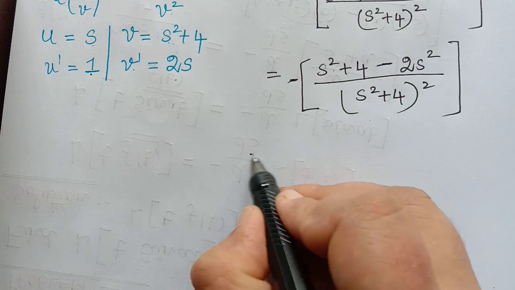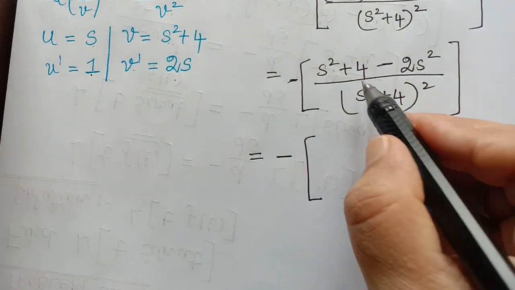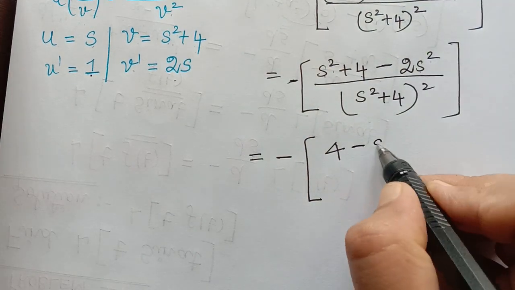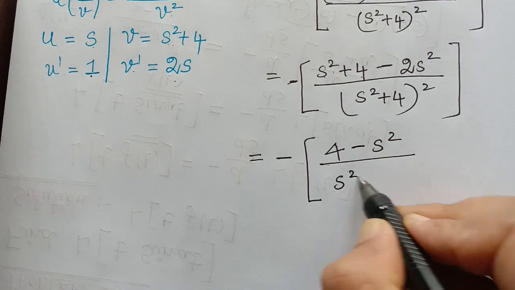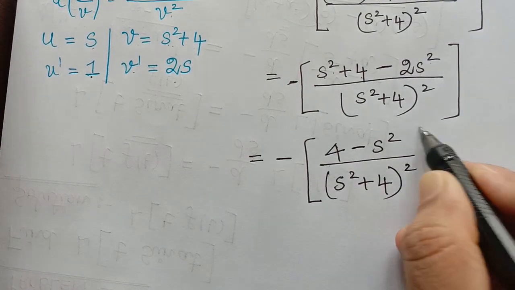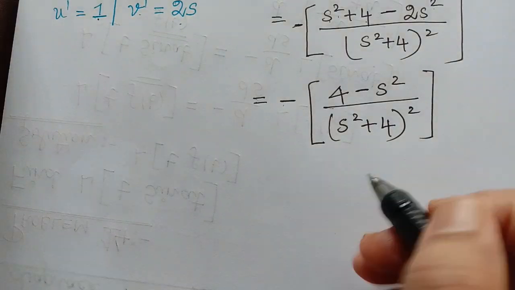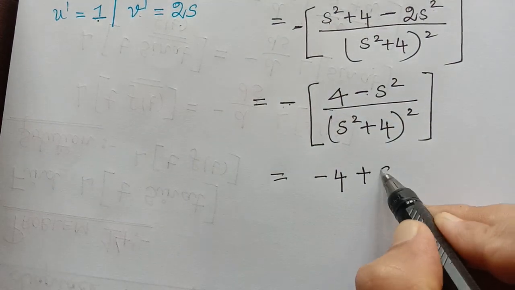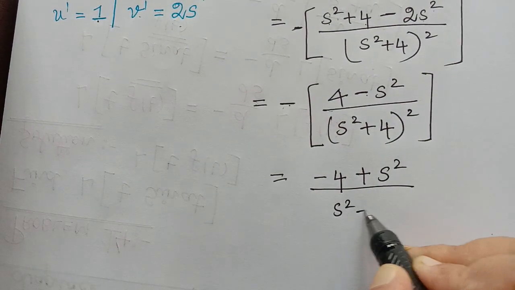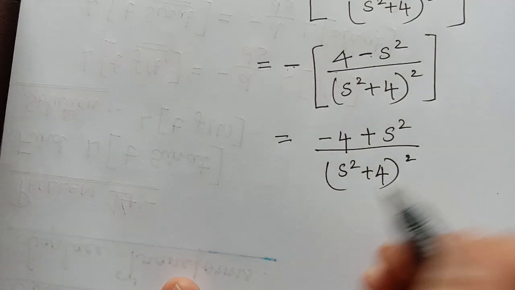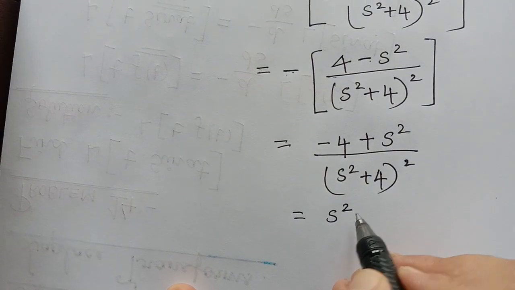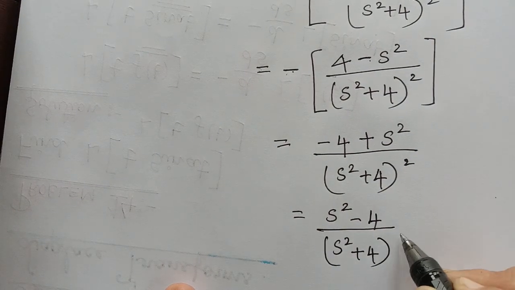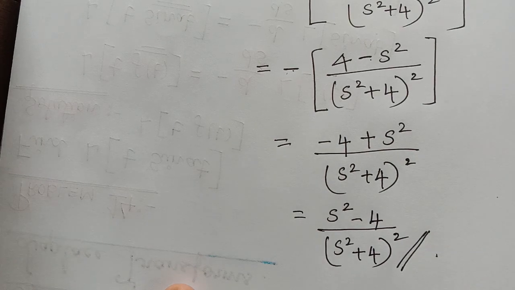On simplifying further, we get this to be equal to negative of, we have 4, and then s square minus 2s square is minus s square, divided by s square plus 4 the whole square. Now carrying this negative sign inside, we will be having negative 4, and minus into minus will become plus, so plus s square divided by s square plus 4 the whole square. So this can be rewritten as s square minus 4 divided by s square plus 4 the whole square. So this is the solution of this problem.